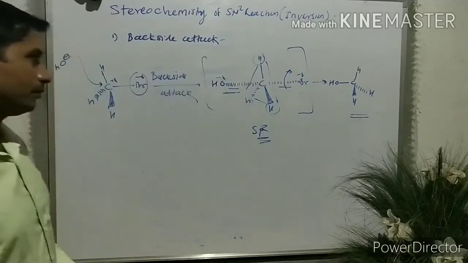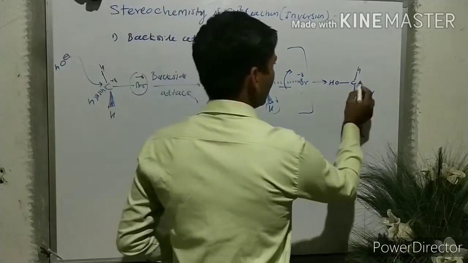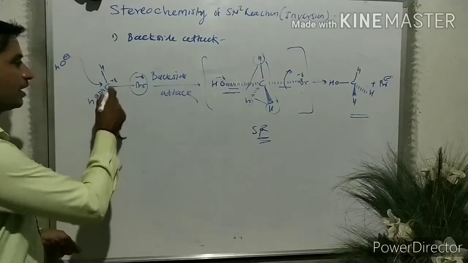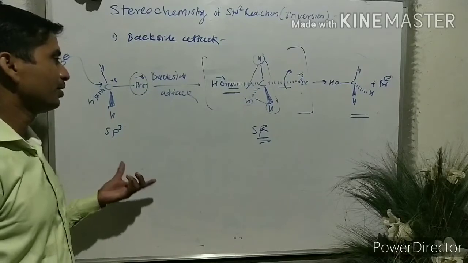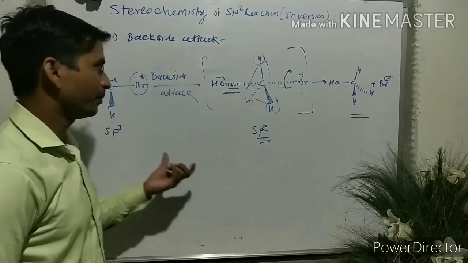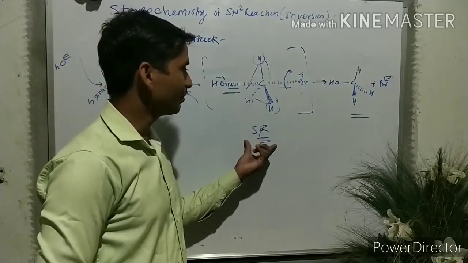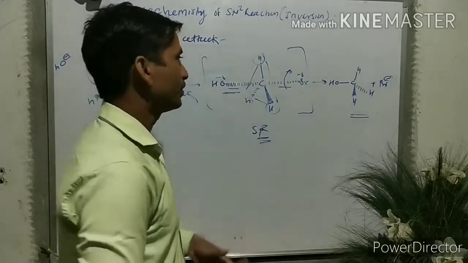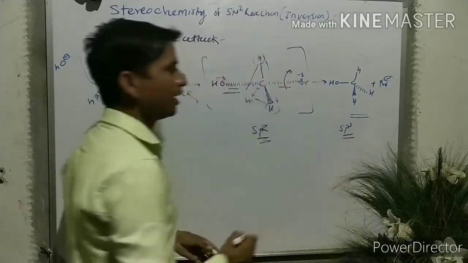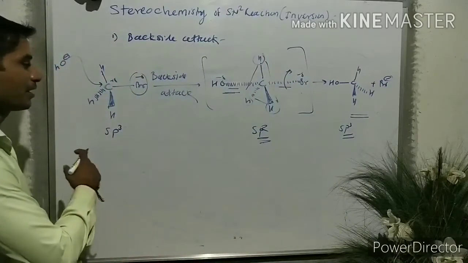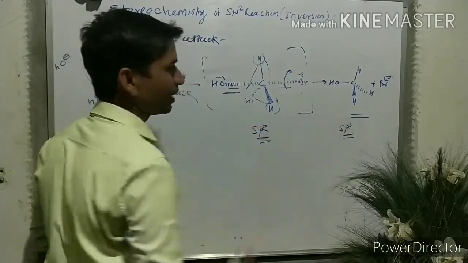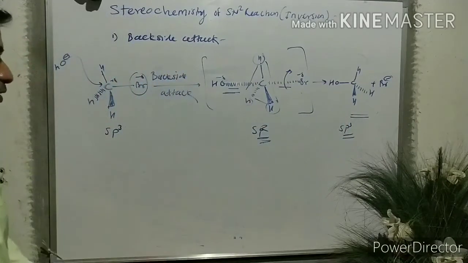If we consider the hybridization changes, we know this aliphatic carbon has sp3 hybridization, which changes during the reaction. After formation of the transition state, the hybridization is sp2, and after the transition state breaks, the product formed has sp3 hybridization. So there is a change in hybridization from sp3 to sp2 and again from sp2 to sp3.